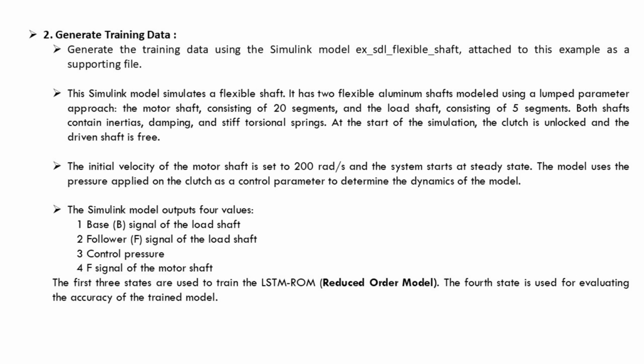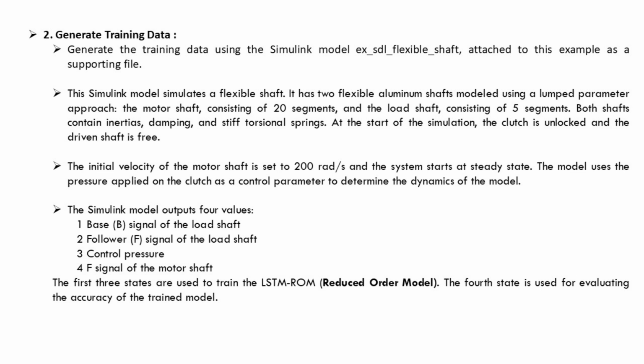Generate the training data using the Simulink model EX_SDL_flexible_shaft attached to this example as a supporting file. This Simulink model simulates a flexible shaft. It has two flexible aluminum shafts modeled using a lumped parameter approach, the motor shaft, consisting of 20 segments, and the load shaft, consisting of 5 segments. Both shafts contain inertias, damping, and stiff torsional springs.